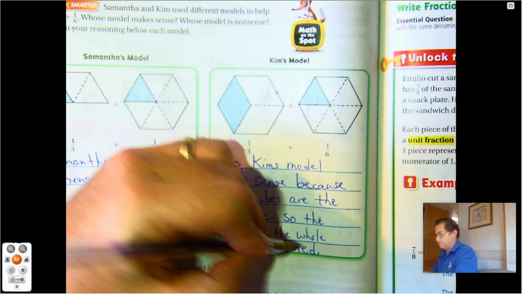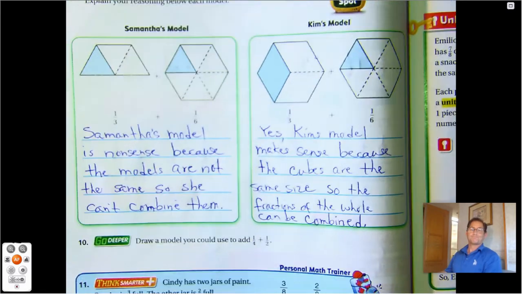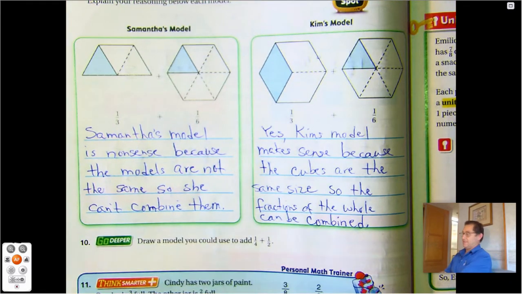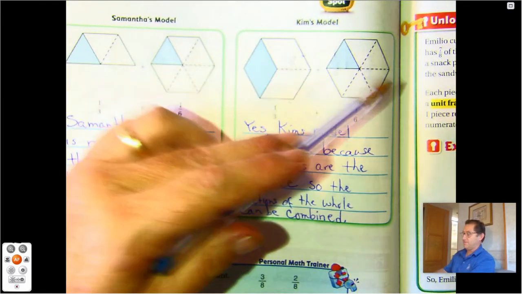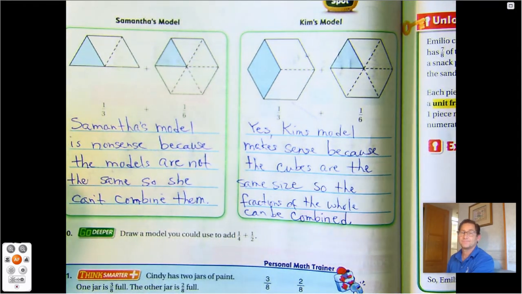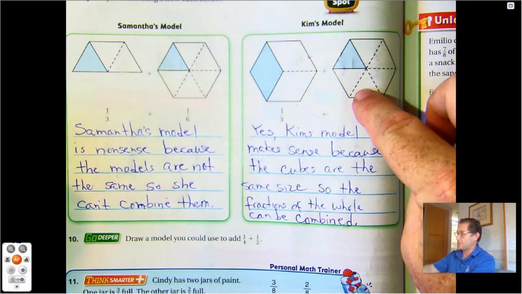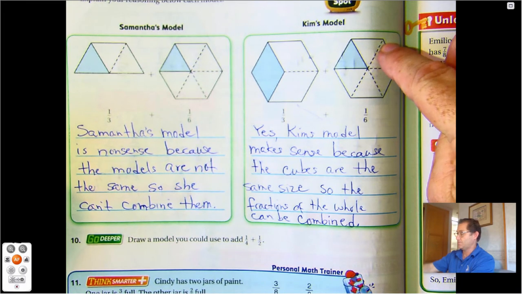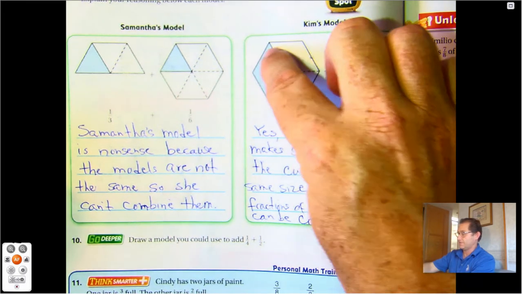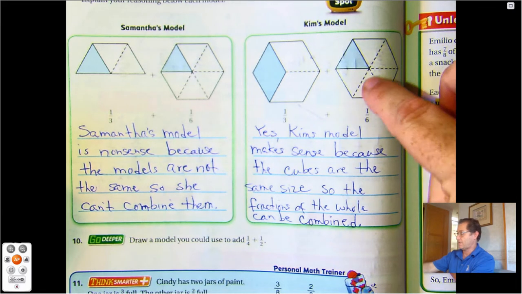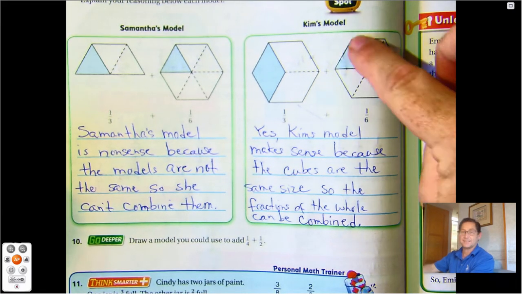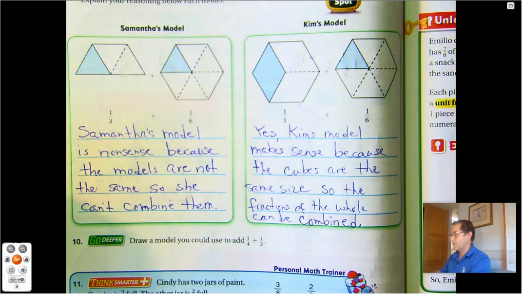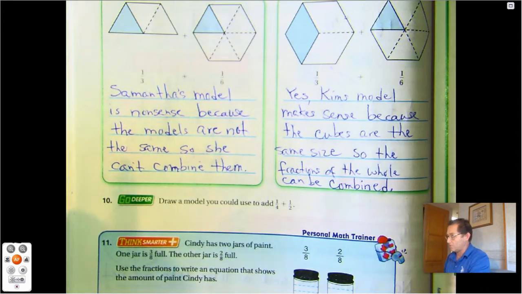Okay. And basically this would be 1/2 of the shape if they did that. Okay, 2 pieces equals 1/3 of this. So 1, 2. So if we took these 2 pieces and put them here, I would wind up with 3/6 or half. All right, number 10, draw a model you could use to add 1/4 and 1/2.